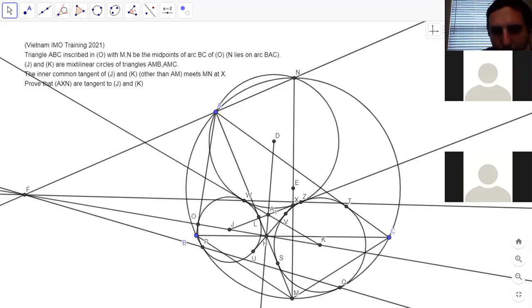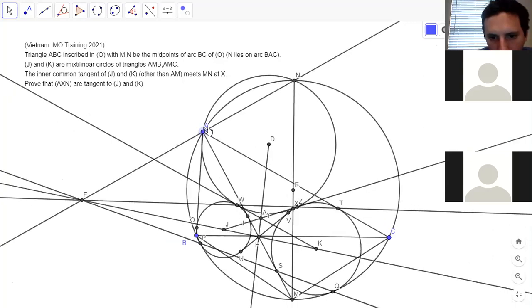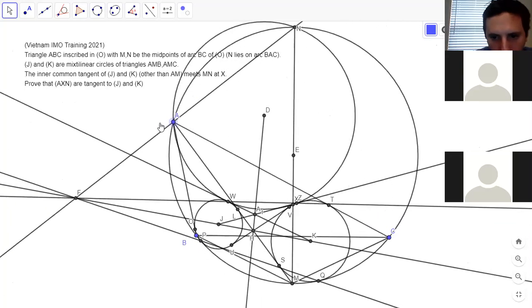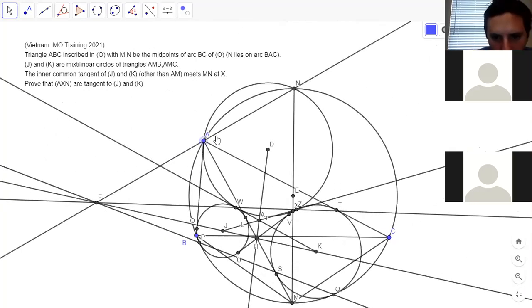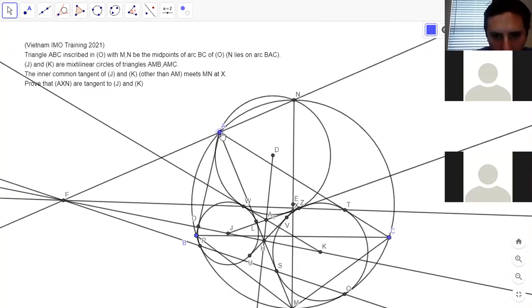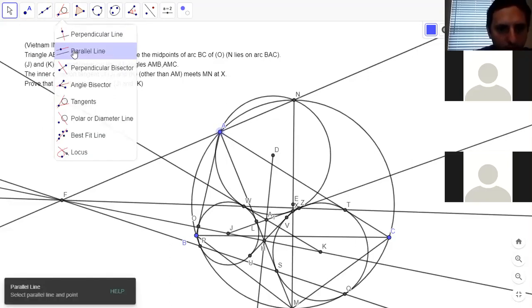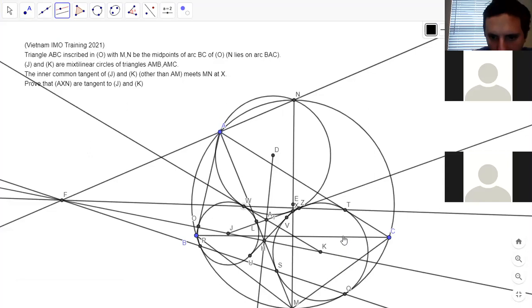Is WZ parallel to BC? Yeah. I don't think it is. Although, let's see. Maybe it is. How would I check that? So I guess I could draw the parallel. I could check it this way. No, it's not. It's close though.